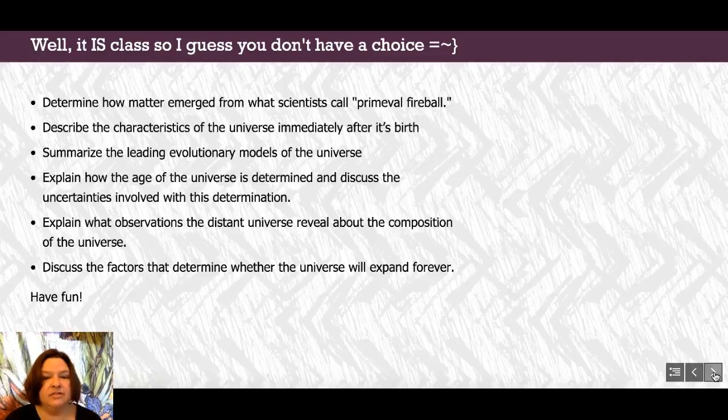We'll talk about different observations that give us the composition of the universe. And finally, we'll talk about what's going to happen in the end. Are we going to expand forever? Are we going to collapse in on ourselves? Are we going to become another universe? We'll talk about all that kind of stuff too.